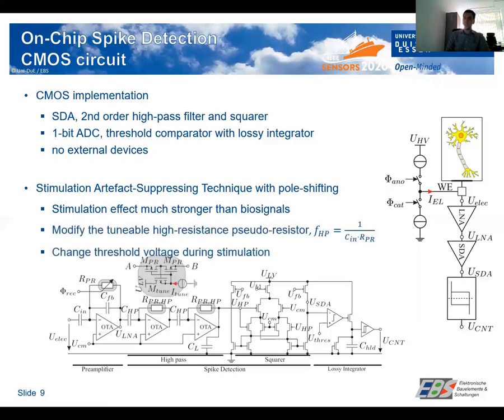For the simultaneous stimulation and recording, these Seidl resistors are tuned to suppress stimulation artifacts. By using the pole shifting technique, the high-pass frequencies of the preamplifier and the first high-pass stage are increased by decreasing the feedback resistance. This can be done by increasing the current tune of the tunable Seidl resistors. This leads to reduced sensitivity of the preamplifier to the stimulation signals, which are much stronger than the biosignals.